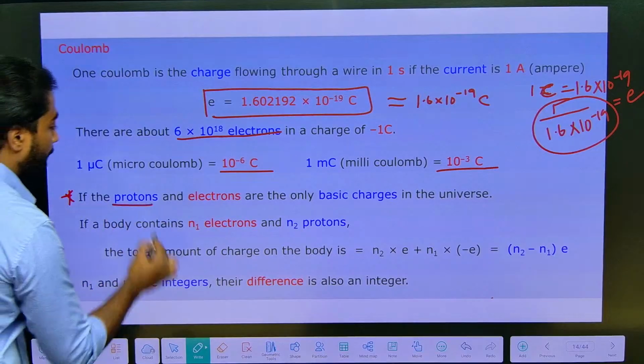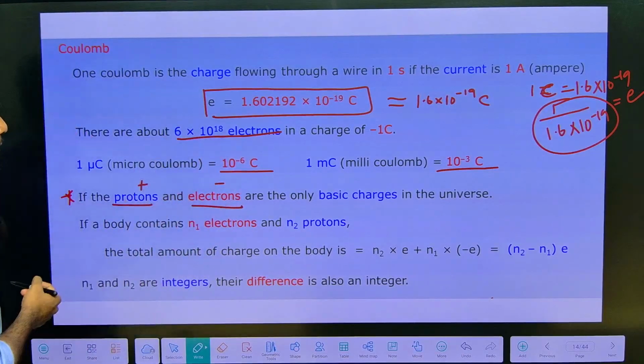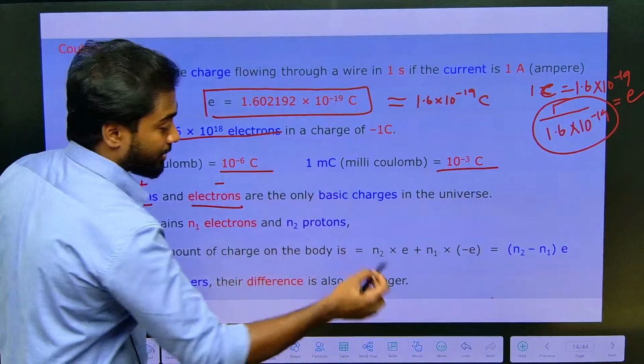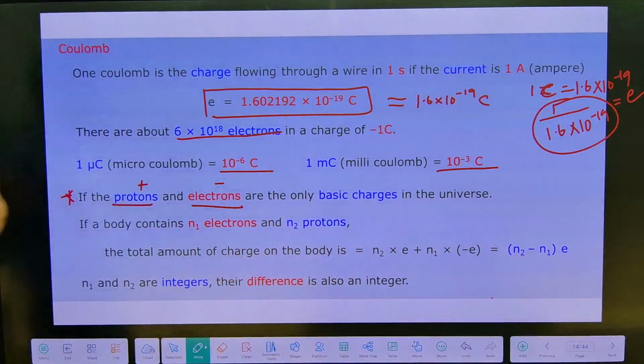So, if the proton and the electron are the only basic charges in the universe, this is the basic thing. Proton is positive, electron is negative. When we talk about zero charge, that is the neutron, so no charge will be there.